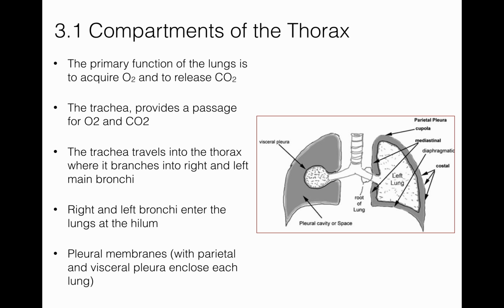The trachea, which begins at the pharynx, provides a passage for oxygen and carbon dioxide. The trachea travels down into the thorax, where it branches into right and left main bronchi. The right and left bronchi enter the lungs at the hilum. Pleural membranes, with parietal and visceral pleura, enclose each lung.